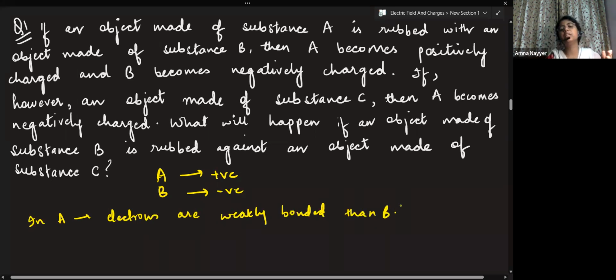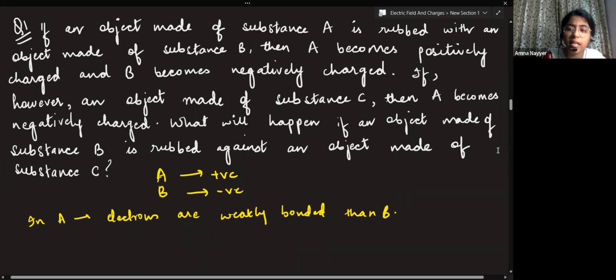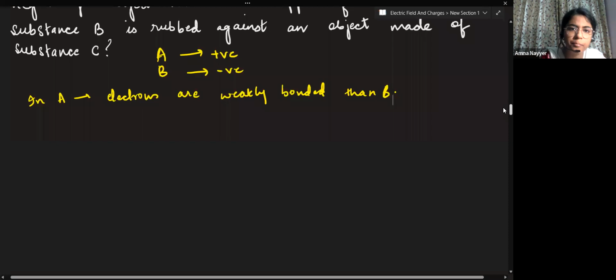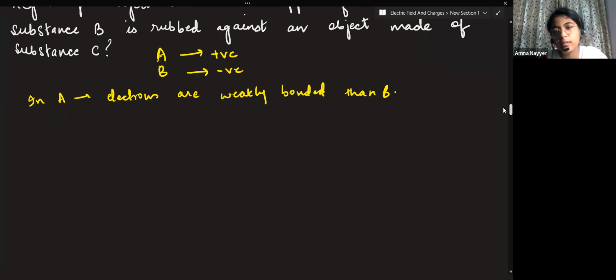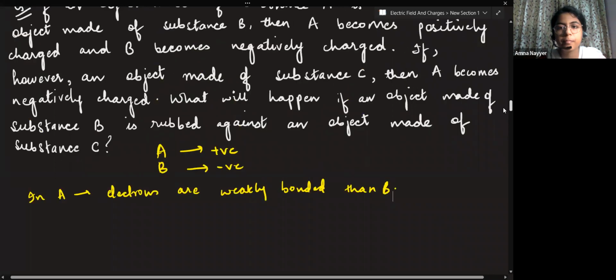A is rubbed with B, then A is rubbed with C, and finally B is rubbed with C. In questions in the exam, you can get more objects, like you can get another substance as well. So you just have to remember the technique. So see, in A, electrons are weakly bonded than B, definitely. Now see, it says in the question.